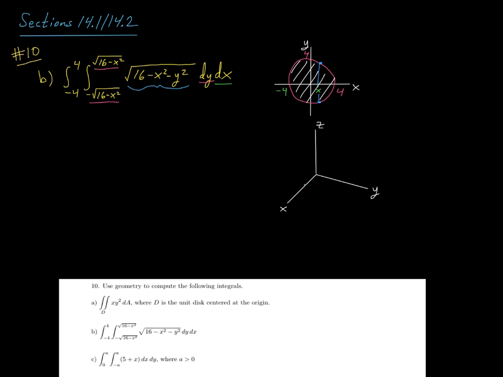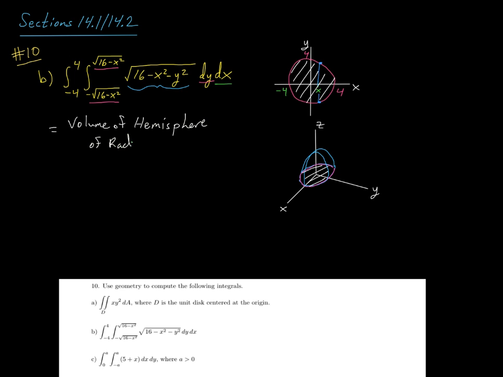So now what am I really looking at? I'm looking at, for our surface, a hemisphere of radius 4. And that boundary down here in the xy plane is nothing other than that circle of radius 4. And our region of integration is, well, the base of our hemisphere. Oh, so really, all this integral is doing is computing the volume of this hemisphere of radius 4.